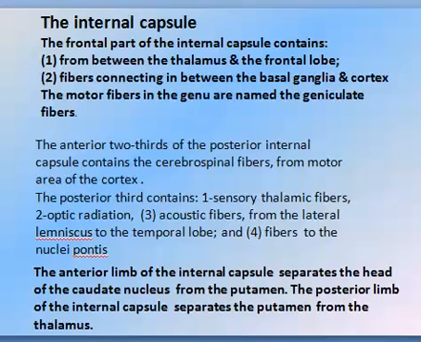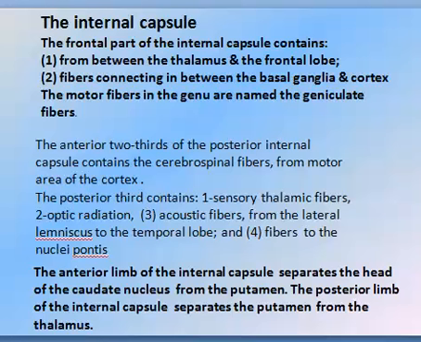What is the internal capsule? The frontal part of the internal capsule is different from the posterior part. The frontal part of the internal capsule lies between the thalamus and frontal lobes, and contains fibers connecting the basal ganglia and cortex. So it contains fibers between the thalamus and the frontal lobes and fibers connecting the basal ganglia and cortex. The motor fibers in the genu are called the geniculate fibers. What are the geniculate fibers? It is the genu of the internal capsule.